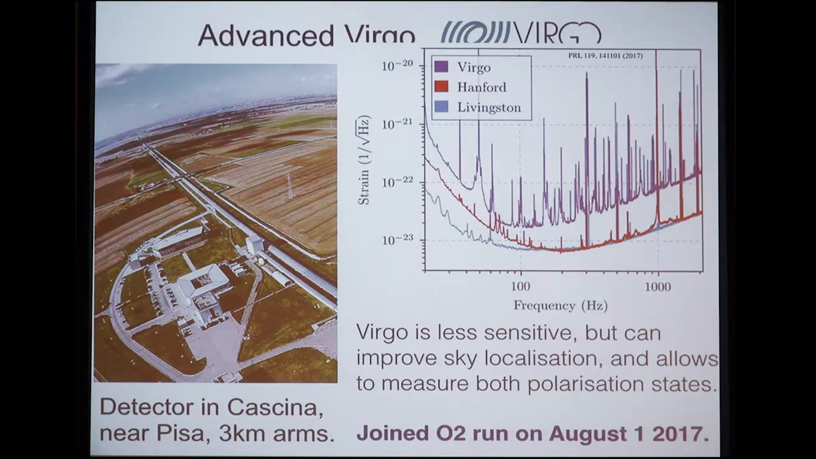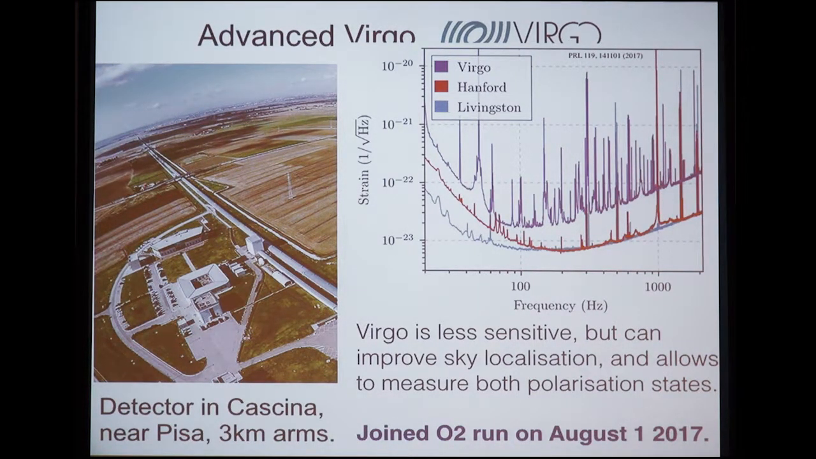So here we see, again, these pictures with sensitivity of different detectors. We see the 2 LIGO detectors, Hanford and Livingston, and then with not as good sensitivity, you see the Virgo detector. Even though it's significantly less sensitive, it can improve the sky localization and also allow us to measure both polarization states.